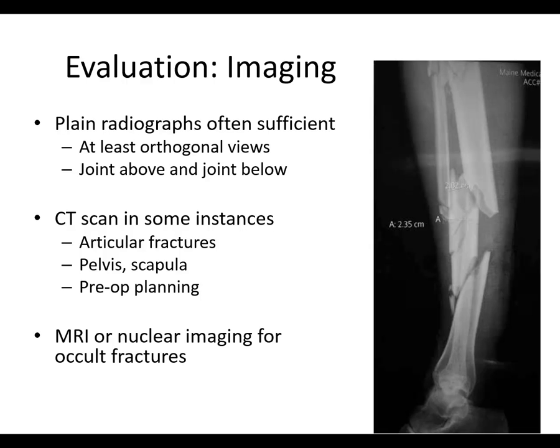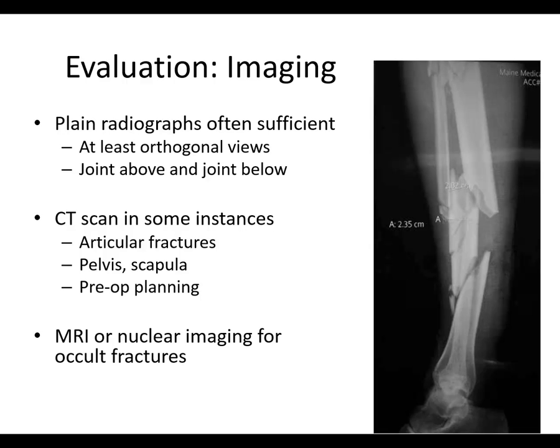So going on with your evaluation, you want to look at imaging, right? So for fractures, you want an x-ray, right? Plain radiographs are usually sufficient, especially for long bones like this. You want 90-90 views, so for instance an AP and a lateral in an extremity like this. You want to make sure you see a joint above and joint below, and I won't get too much into that, but if you rotate with us clinically, you'll see the importance of that.